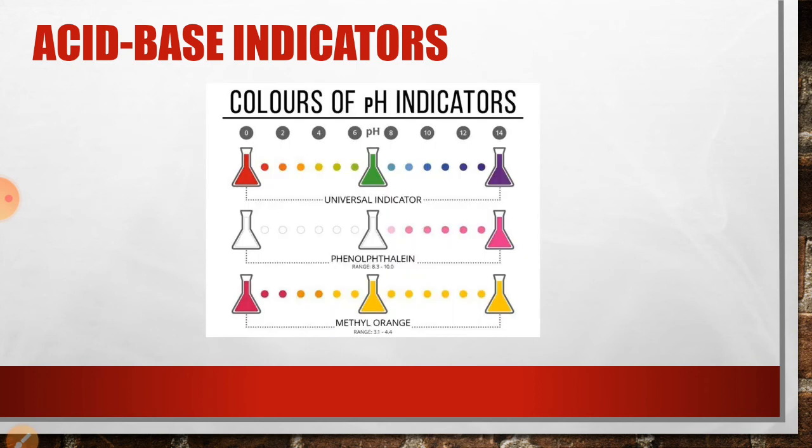Here are some pH indicators that we usually employ, and they have different colors in the acidic as well as the basic medium. For example, phenolphthalein gives a colorless solution if that solution is acidic, and when that indicator is put in the basic solution, then that solution turns red. Similarly, methyl orange turns red in acidic solutions, and in the basic solution it turns yellow orange.